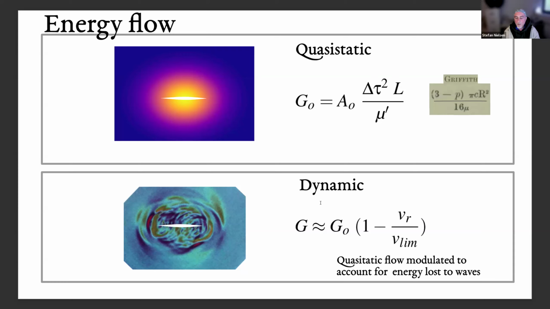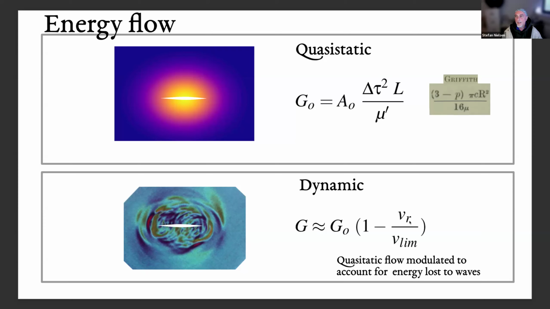If you go dynamic, what happens is part of the energy goes into waves, and sometimes the waves don't have time to catch up with the rupture tip. They stay behind, so you have less effective energy at the fracture tip to induce the advancement of rupture, and therefore this energy, which is the G0 for the quasi-static case, is modulated by a function similar to this, which basically decreases as the rupture velocity accelerates.